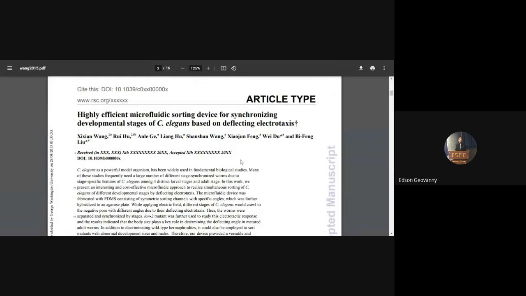Okay. This is my paper, a highly efficient microfluidic sorting device for synchronizing developmental stage of C. elegans based on deflecting electrotaxis. C. elegans is a model organism used in biological studies. Many of these require a large number of worms synchronized for larval stage.